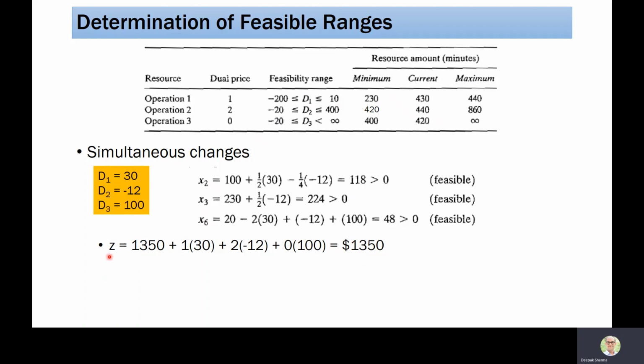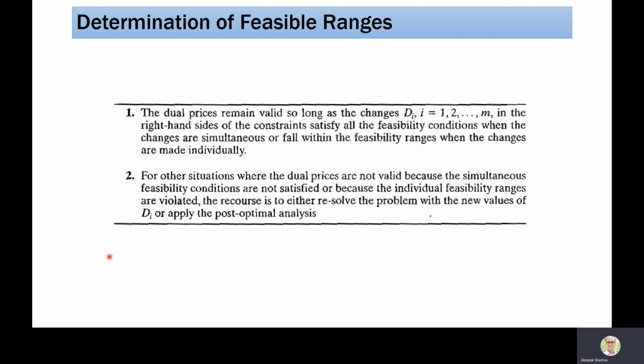new value of Z. So what we have understood from this sensitivity analysis with respect to the change in the right hand side is that the dual prices remain valid so long as the changes in Di in the right hand side of the constraint satisfy all feasibility conditions, when the changes are made simultaneously, or fall within the feasibility ranges when the changes are made individually. So we have to put the values of D1, D2, D3, and check the feasibility as we have shown in the previous slide. If all are feasible, then the dual price remains the same.